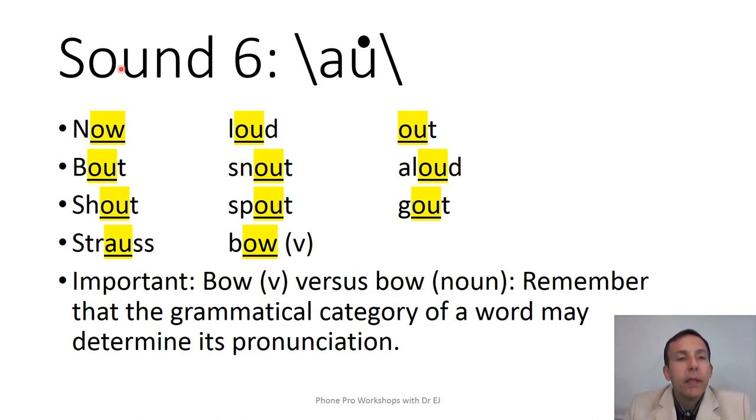Once again, take a look at the combination of letters that can produce the sound ow, which is phonetically represented like this. So we have OW, OU, OU, AU, OU, OU, OW. Okay? Now, these are not the only possible combinations of letters that can produce the phonetic symbols. There may be more, but these are the examples that I'm providing you with today. Let's move on to the next slide.